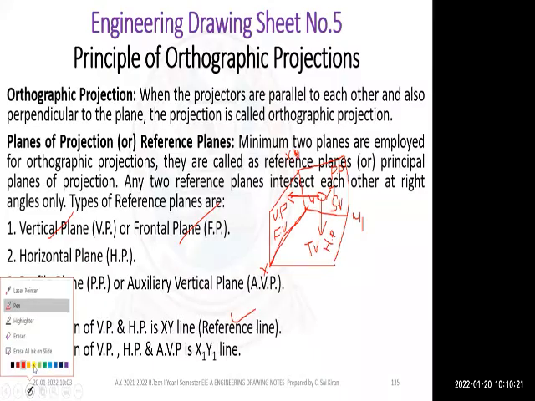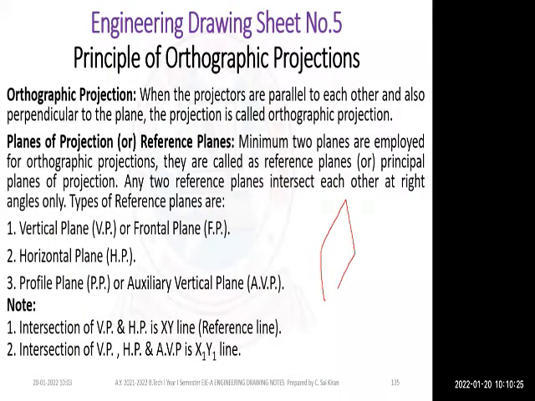Okay, so I'll draw once again. This is your vertical plane, and this is your horizontal plane. Where the vertical plane and horizontal plane are touching, that is called the XY line. Similarly, where the vertical plane, horizontal plane, and profile plane meet, this line is called the X1 line. This is the starting of the line, and at the ending of the line you have to write Y1.